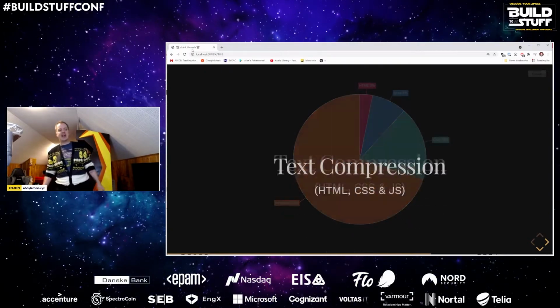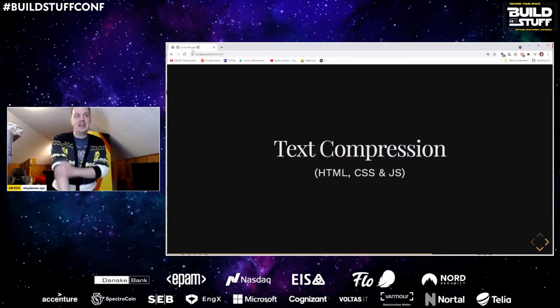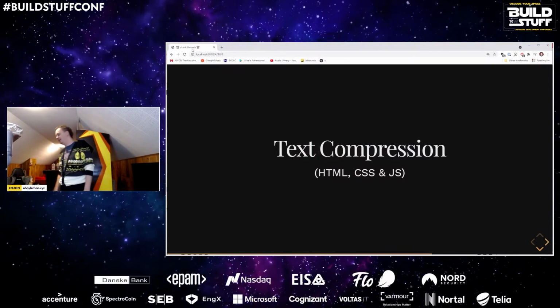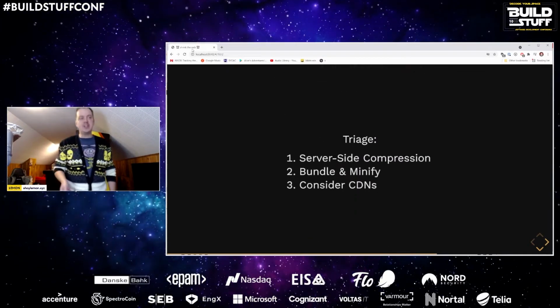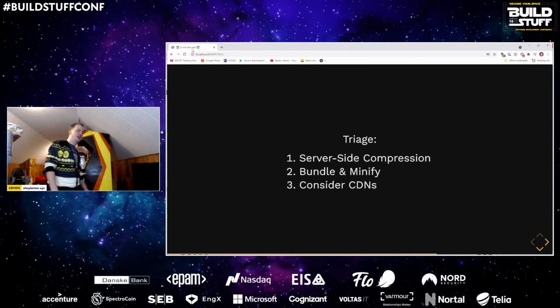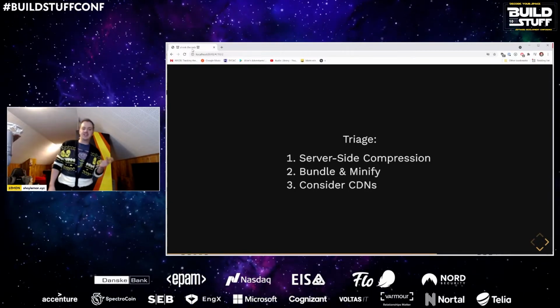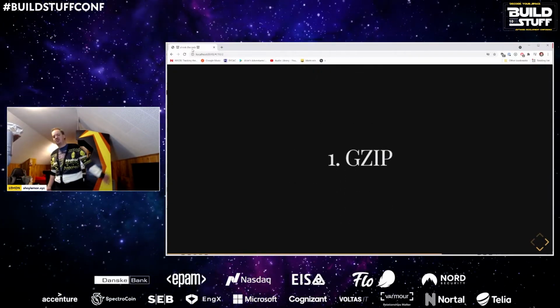We can do that with text compression. That's HTML, CSS, and JS. Any of that text that we have in there, let's just try to make it a little bit better. We can do this with a triage situation. So there's three things we can do for our text compression to try to get those things over the wire faster. First of which is server-side compression. We can bundle and minify these things. We can consider CDNs. Going into the first of these three things, we've got Gzip.